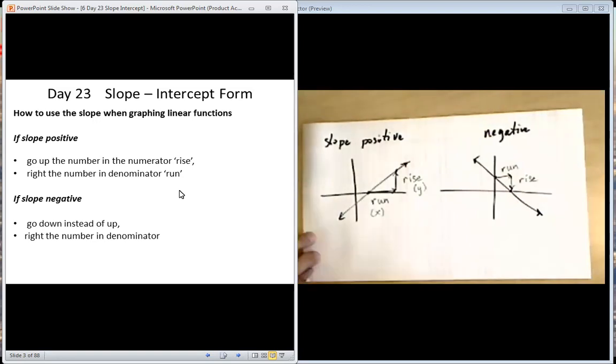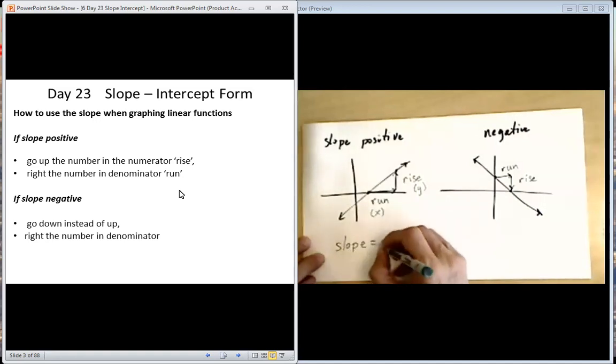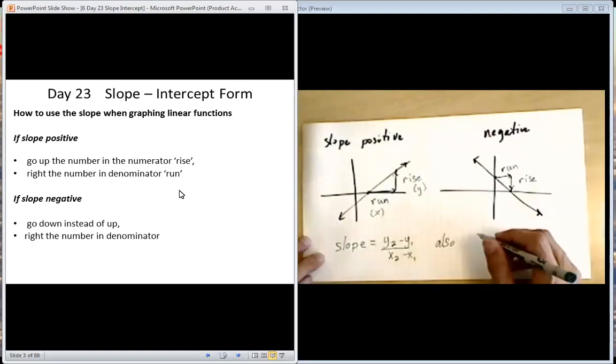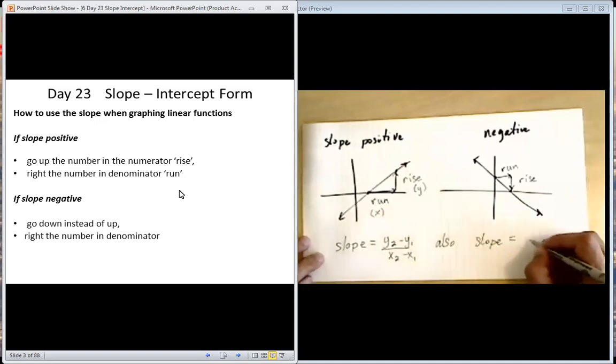So how these fit together with the slope is like this. We had our formula yesterday for, remember, y2 minus y1 over x2 minus x1? It's also going to equal this. Slope is the rise that you have. And remember, it can be positive or negative depending if you're going up or down. And then divided by the run.